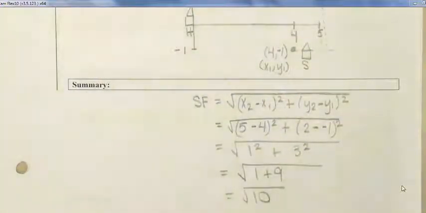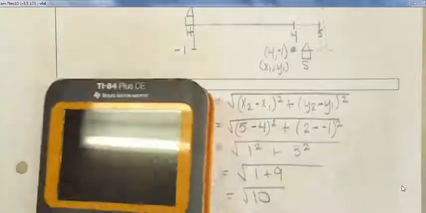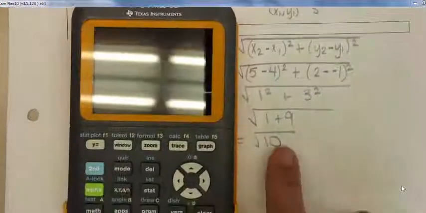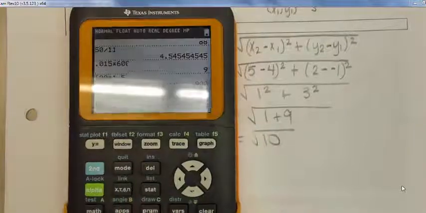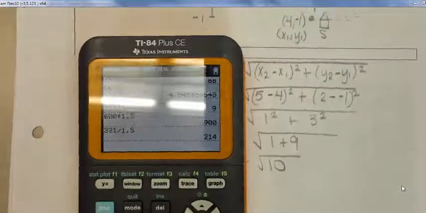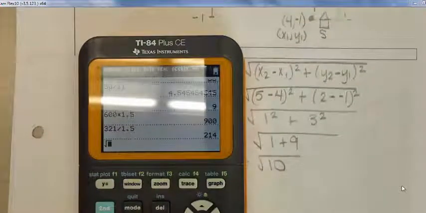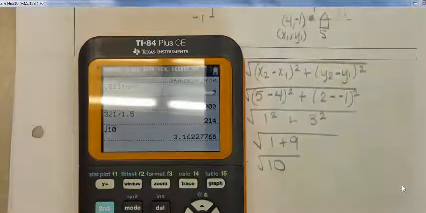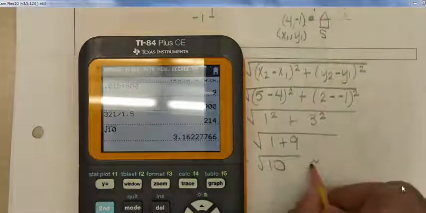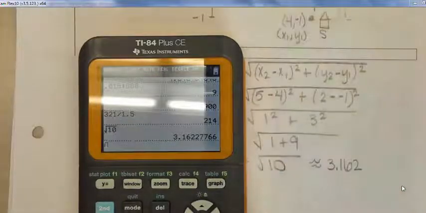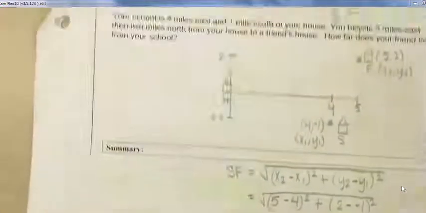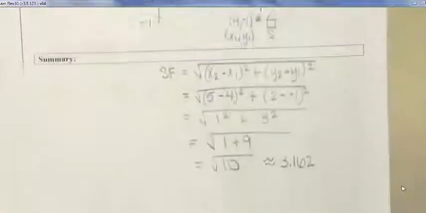The square root of 10 is an exact answer. However, your textbook might give you an approximation. And if they do, this is my preferred answer. But if they do, then you just go into your calculator and do the square root of 10, which ends up giving you approximately 3.162. And these units were in miles, so we're going to use miles.